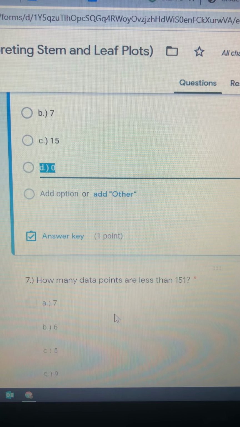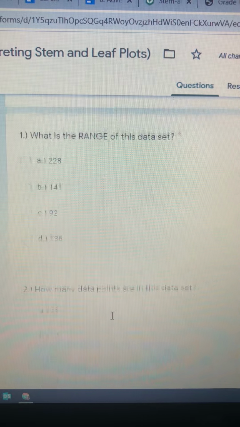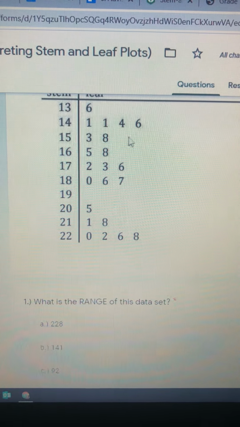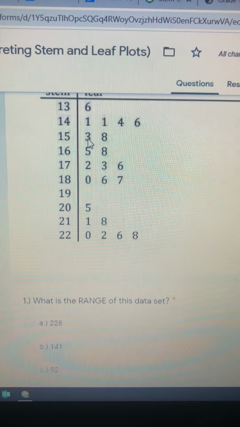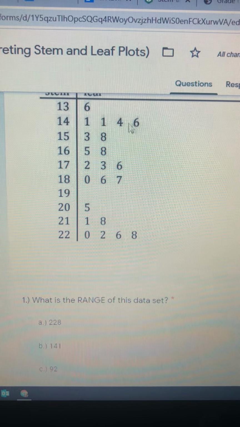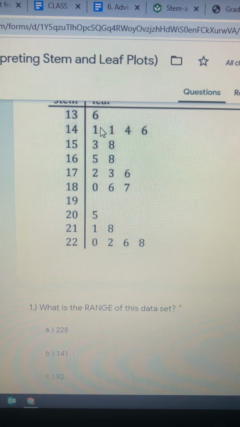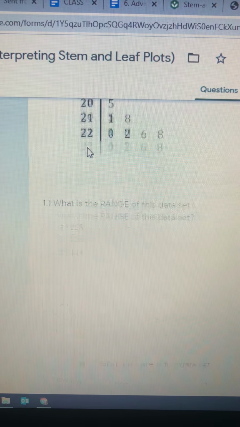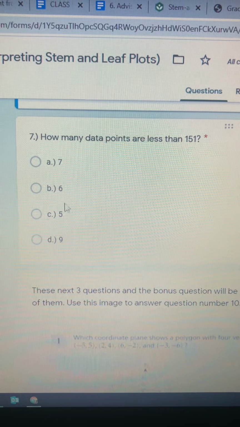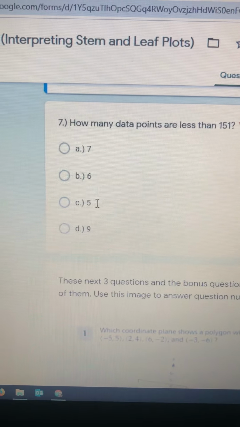Number 7 says, how many data points are less than 151? Less than 151. So if we go back up here and look at this data, we're just going to count these because 153, and then we go to 146. So we're going to count 146. So that's 1, 2, 3, 4, and 5. So there's 5 numbers that are less than 151. All right. So it looks like that's going to be answer choice C for number 7. Answer choice C. All right.